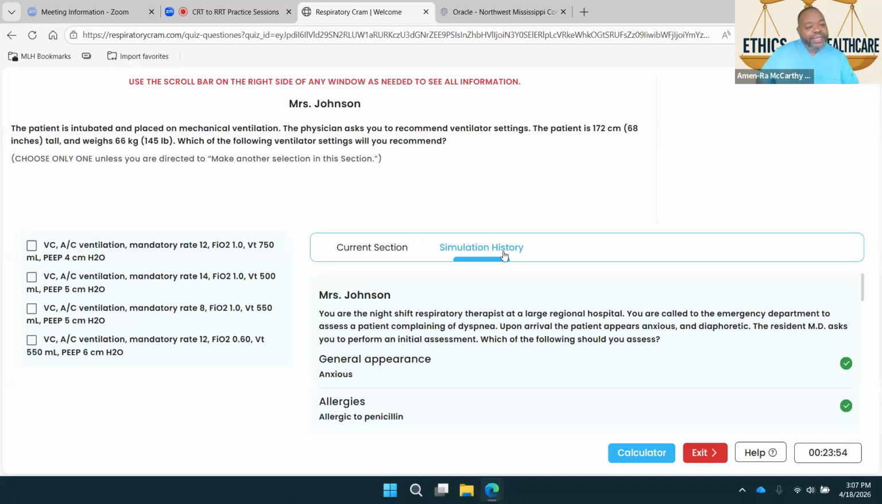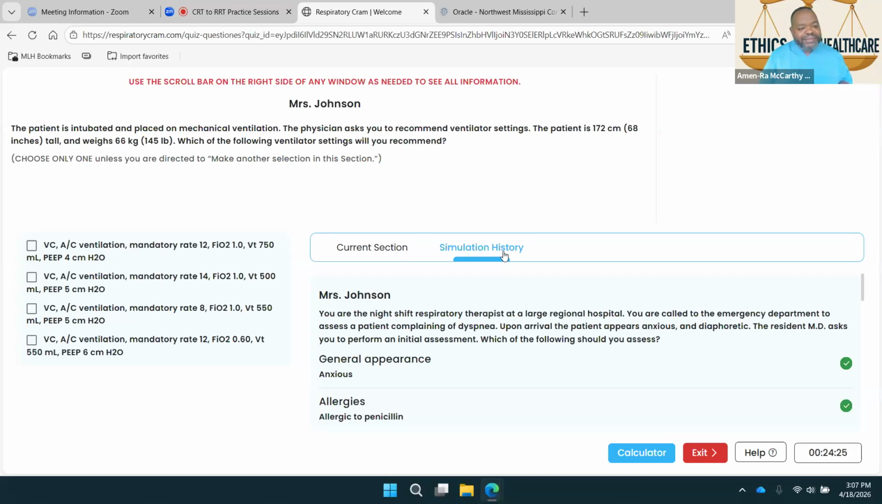The first choice says ACVC, rate of 12, 100%, tidal volume 750. Do we want to do that? No, tidal volume is way too high for her. Number 2, ACVC, a mandatory rate of 14, FiO2 of 100%, tidal volume of 500, and a PEEP of 5. What about that one? Yes. Sounds good. Let's put a little circle by that one and look at the rest of them.